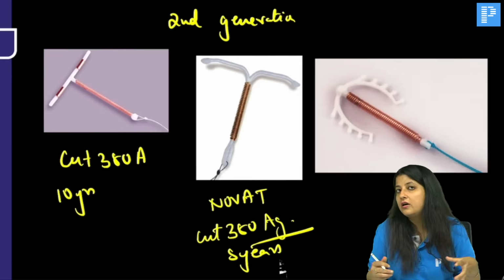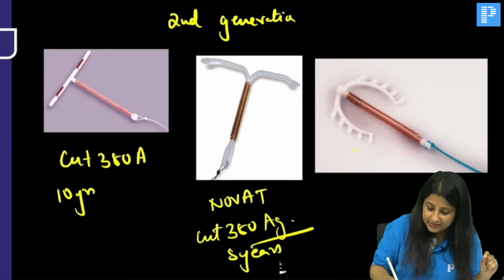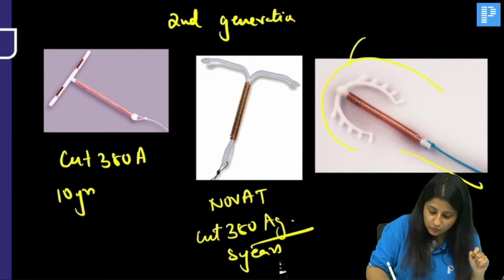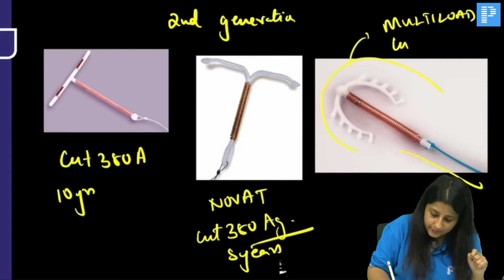It also does not allow copper to fragment out. This one is U-shaped, blue रंग का धागा है. Blue color thread. This is multi-load or copper T375. Again, shelf life 5 years.